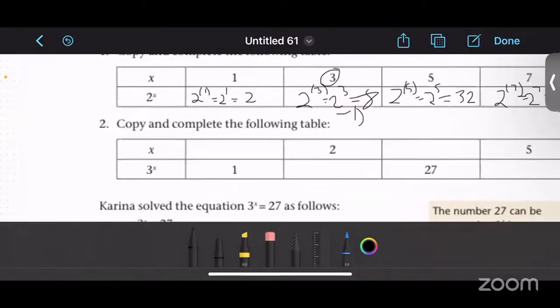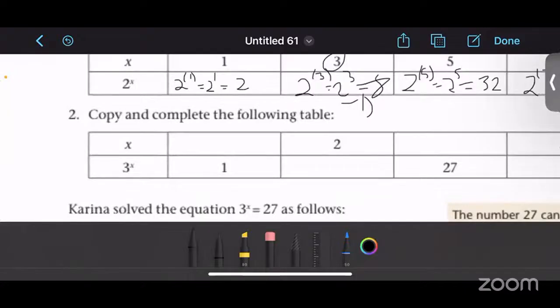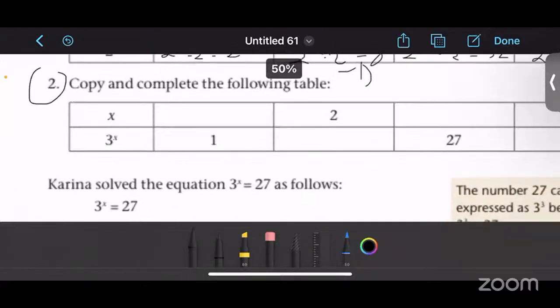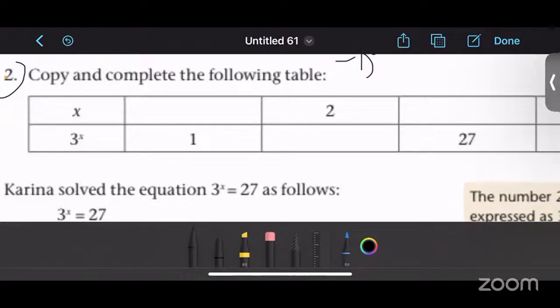Now let's see. And then we have another one here. They say copy and complete. Let's try to complete this one. Ma'am, the first term is going to be 1.